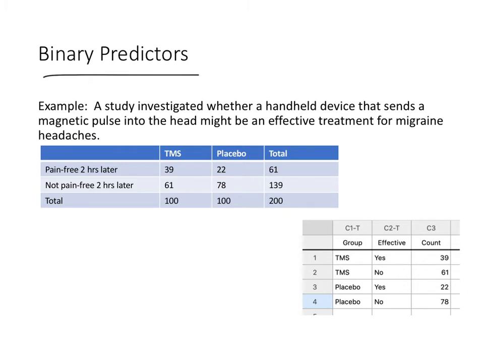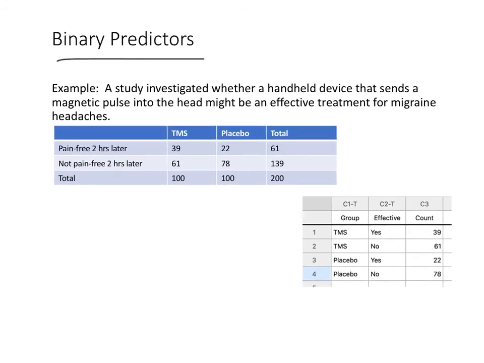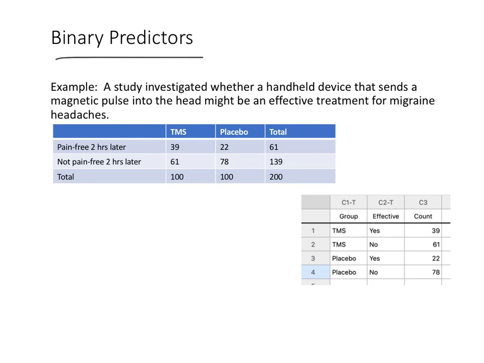It had to do with a study that investigated whether a handheld device that sends magnetic pulses into the head might be an effective treatment for migraine headaches. People were either given the treatment, TMS, or a placebo, and they were asked to report whether or not they were pain-free 2 hours later. From the TMS group, you can see that 39 out of the 100 were pain-free, so the probability of success was 39%. For the placebo group, the probability of success was 22%, to give you a difference of 17%.